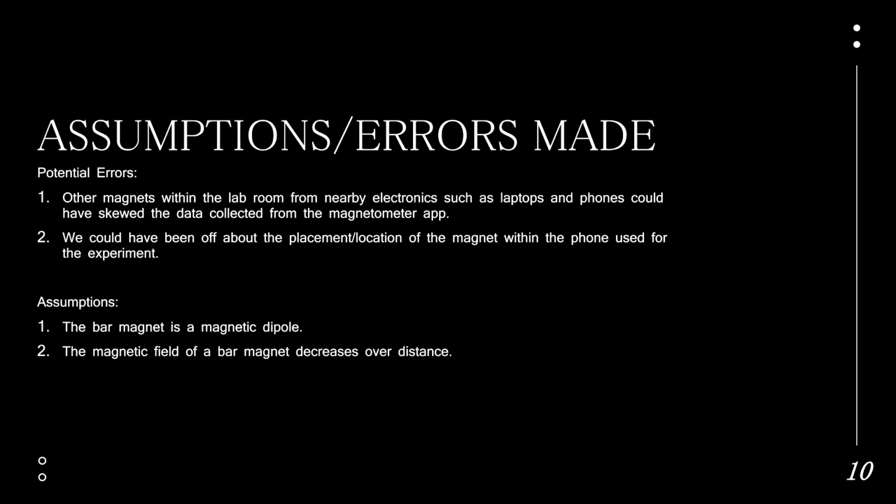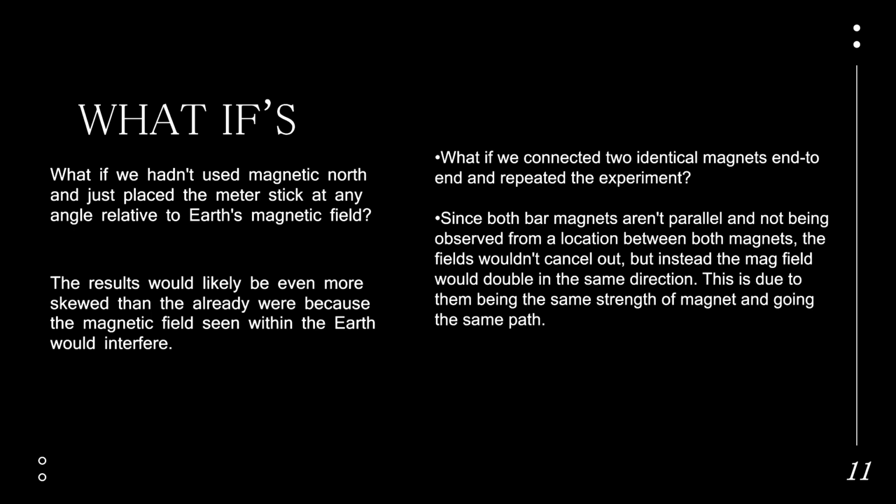Now the assumptions and errors made. Some potential errors are: one, other magnets within the lab from nearby electronics, such as laptops and phones, could have skewed the data collected from the magnetometer app. Two, we could have also been off about the placement or location of the magnet within the phone used for the experiment. And some assumptions we had to make: the bar magnet is a magnetic dipole, and the magnetic field of a bar magnet decreases over time.